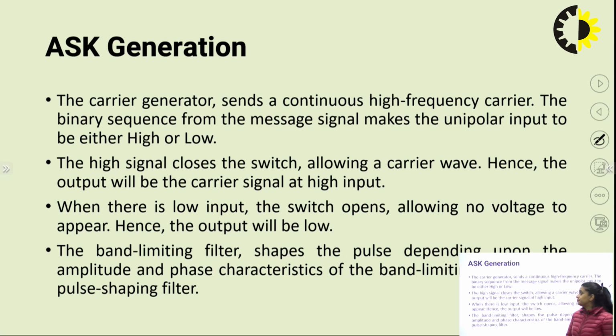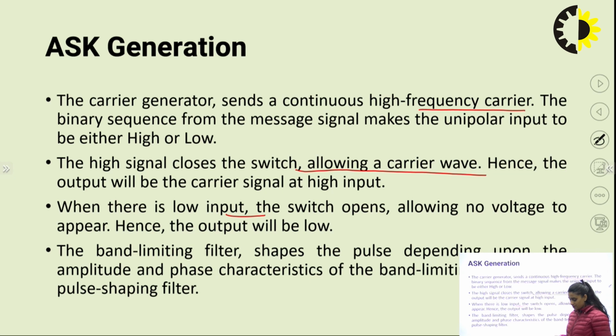The carrier, let's go through it. The carrier generator sends a continuous high frequency carrier. The binary sequence from the message signal makes the unipolar input to be either high or low. The high signal closes the switch, allowing a carrier wave. Hence, the output will be the carrier signal at high input, as discussed. When there is low input, the switch opens, allowing no voltage, right?